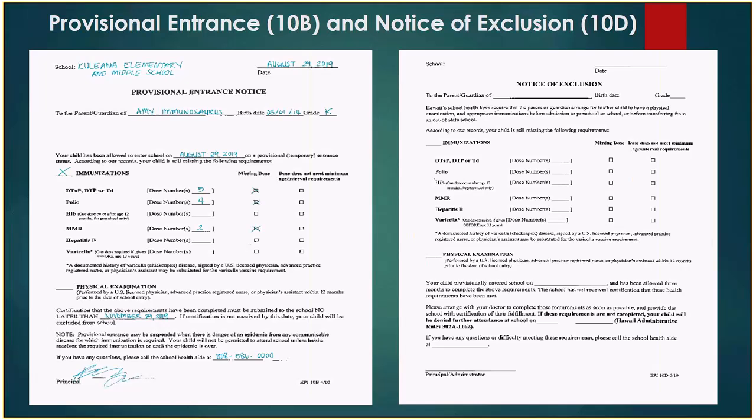The only exception would be if the required immunizations cannot be completed within 3 months due to the required minimum intervals between doses or other medical necessity. In that event, the student's provisional attendance may be extended as long as they provide evidence that an appointment has been scheduled to complete the requirements. Here we have a sample provisional entrance form filled with Amy's information and an example of the notice of exclusion form.